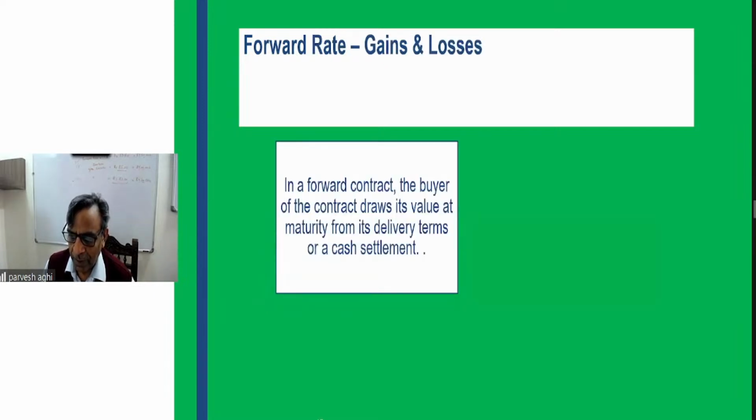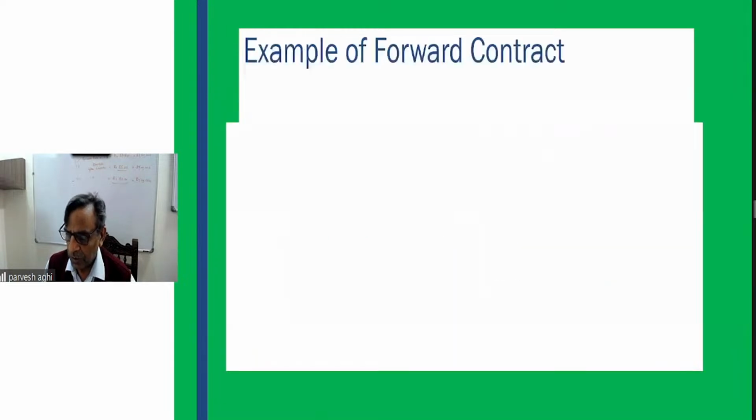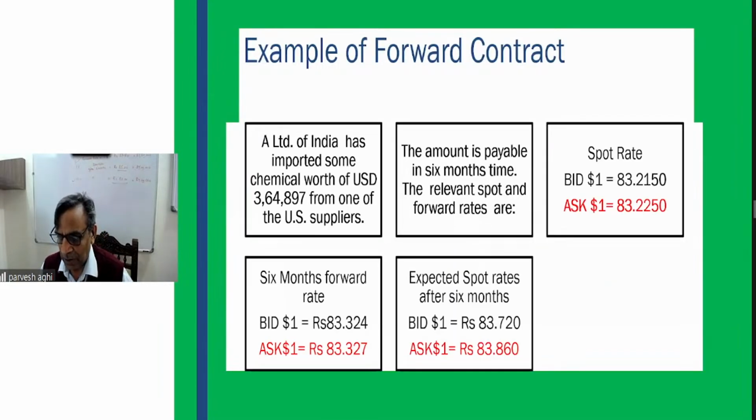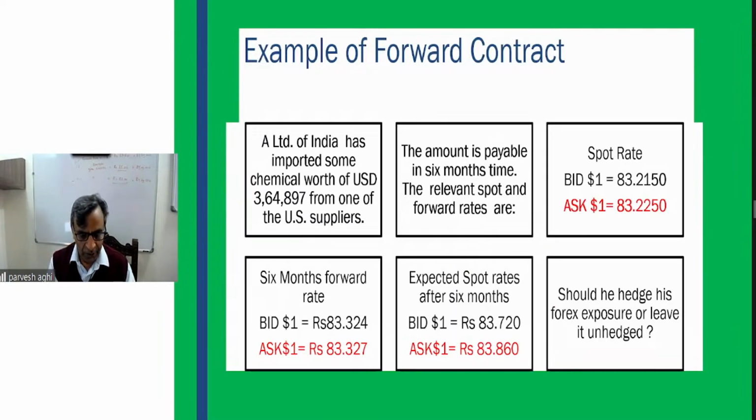In forward contracts, the buyer of the contract draws its value at maturity from the delivery term. Okay, so this I'm skipping. So just to give you a last question, to explain to you, before we close for the day.